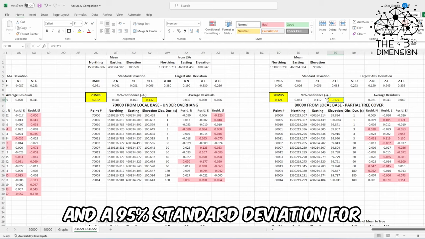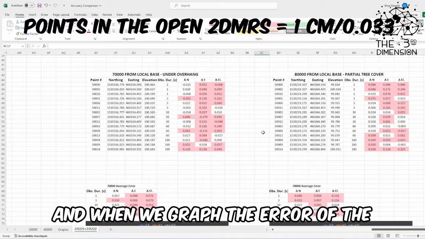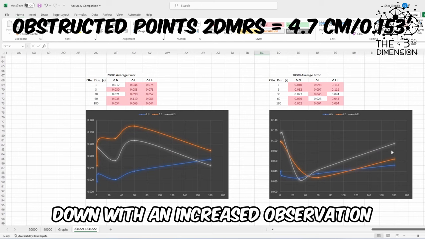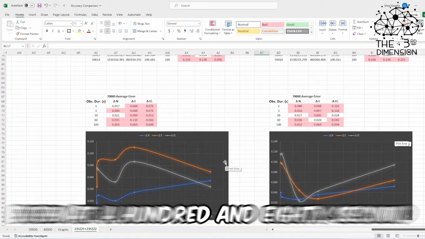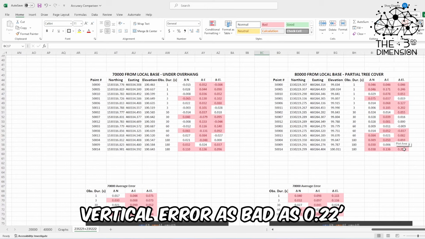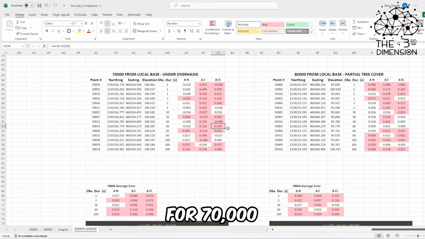And when we graph the error of the measurements versus the total station values again, the trend of error going down with an increased observation duration isn't as obvious. Based on this data set, a longer observation wouldn't necessarily increase the confidence of the measurement. Even at 180-second observation duration, I was seeing vertical error as bad as 22 hundredths of a foot for 80,000 and 14 hundredths of a foot for 70,000. The horizontal error was over 15 hundredths of a foot for both.